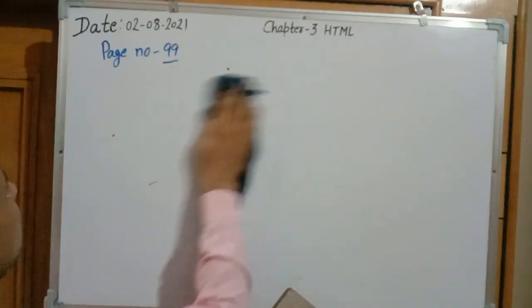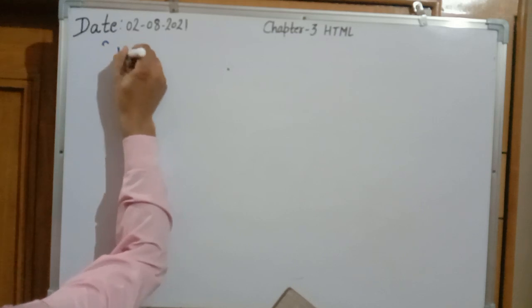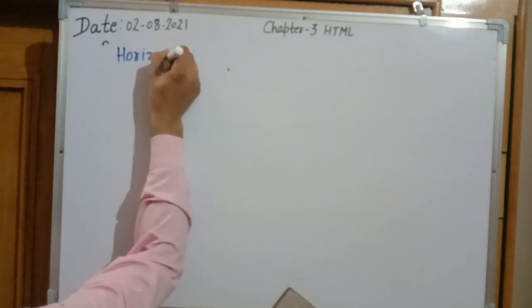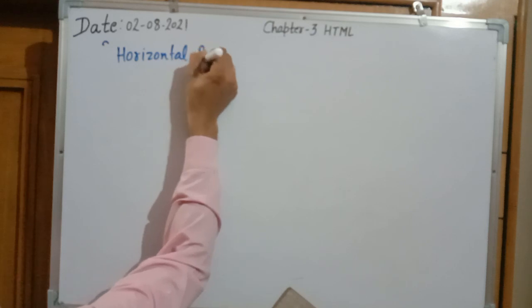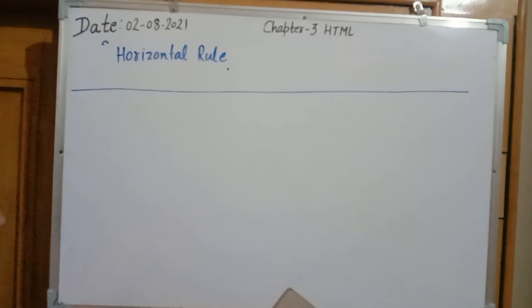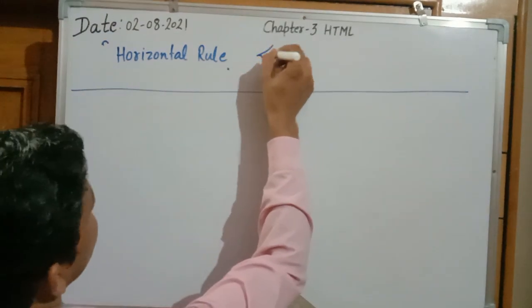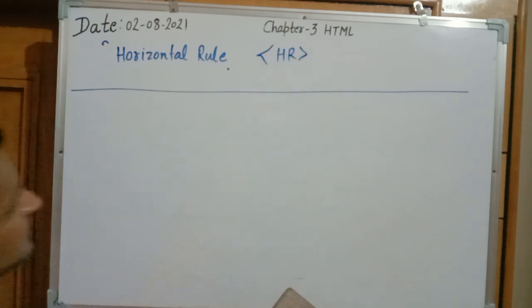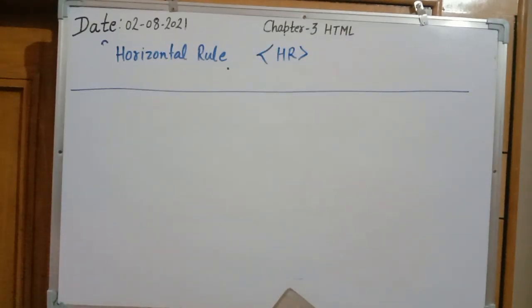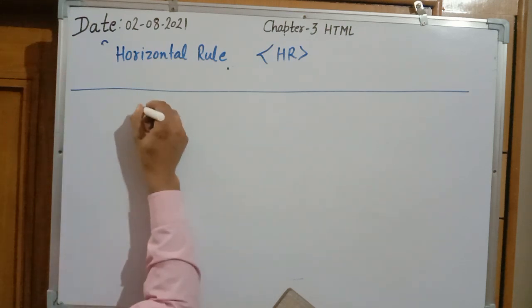Next is horizontal rule. What is a horizontal rule? A horizontal rule is a tag that will define a straight line. It will define a ruling line in a straight line form, like this. This tag is represented by the tag HR. There are 5-6 attributes, and for that, 5 are given. The first is size, the second is width, the third is color, the fourth is noshade, and the fifth one is align.